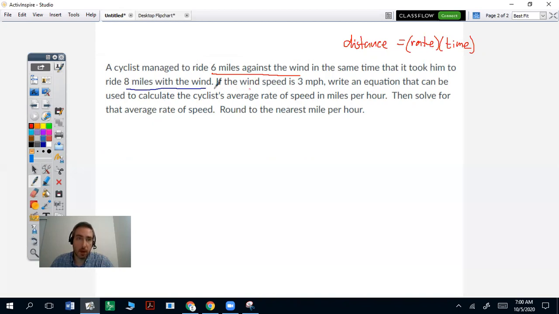If the wind speed is 3 miles per hour, write an equation that can be used to calculate the cyclist's average rate of speed in miles per hour. So let's first talk about comparing these two. So we got the with the wind, and you got your against the wind. So with the wind, you got your distance equals your rate times your time. Same thing with your against.